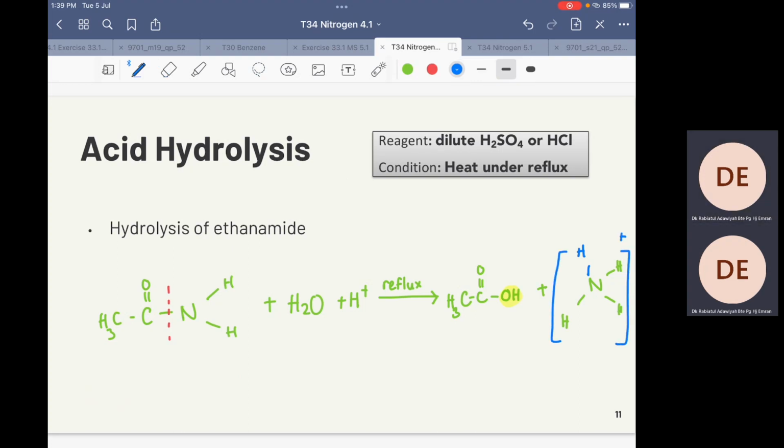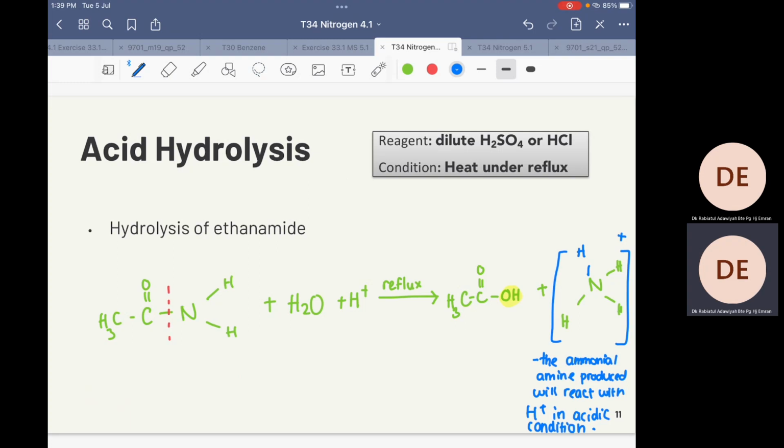So you can add a note. The ammonia or the amine produced will react with H plus in acidic condition. You see?